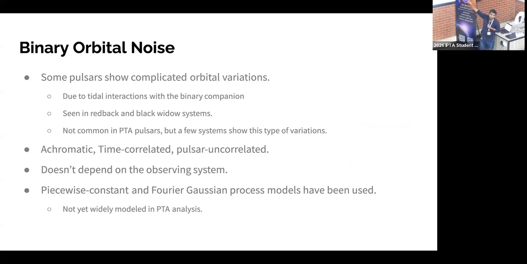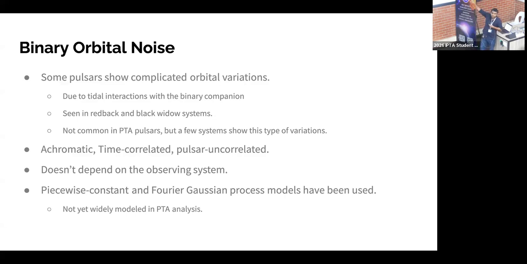Okay, so this is something people don't really talk about that often. This is binary orbital noise. In some pulsars, especially redback and black widow systems, where the pulsar has complex gravitational interactions with its companion, the binary orbit will not be a Keplerian orbit, or not even a precessing or shrinking Keplerian orbit. It may have some stochastic variations in it.